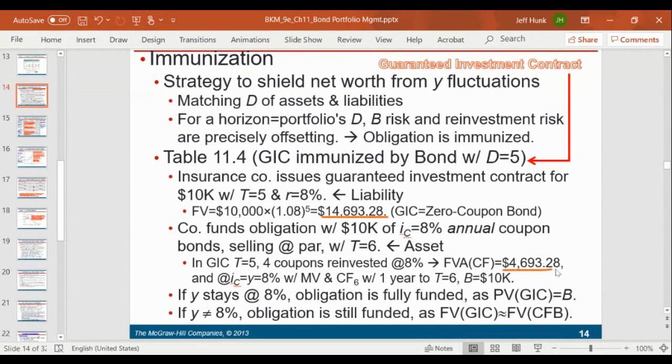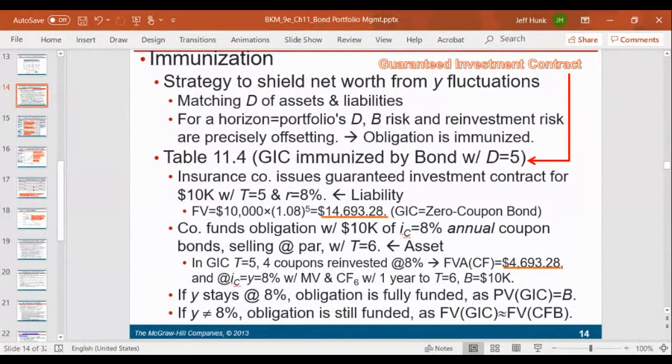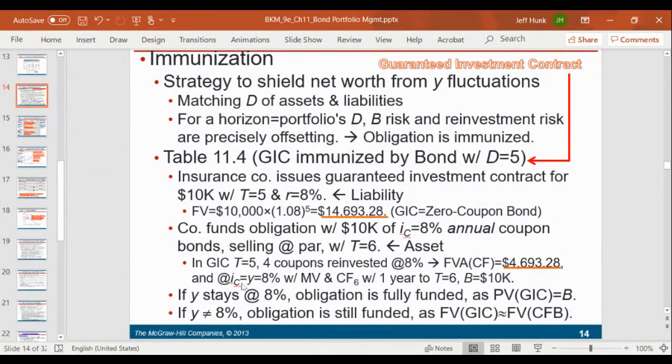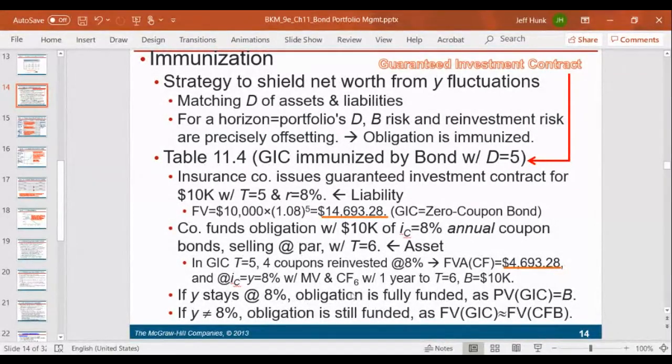For 10,000, and the coupon rate is the same as the yield, the market interest rate, 8%, with maturity value and cash flow at time six, in year six, and with 1 year left to time six. Now think about it.